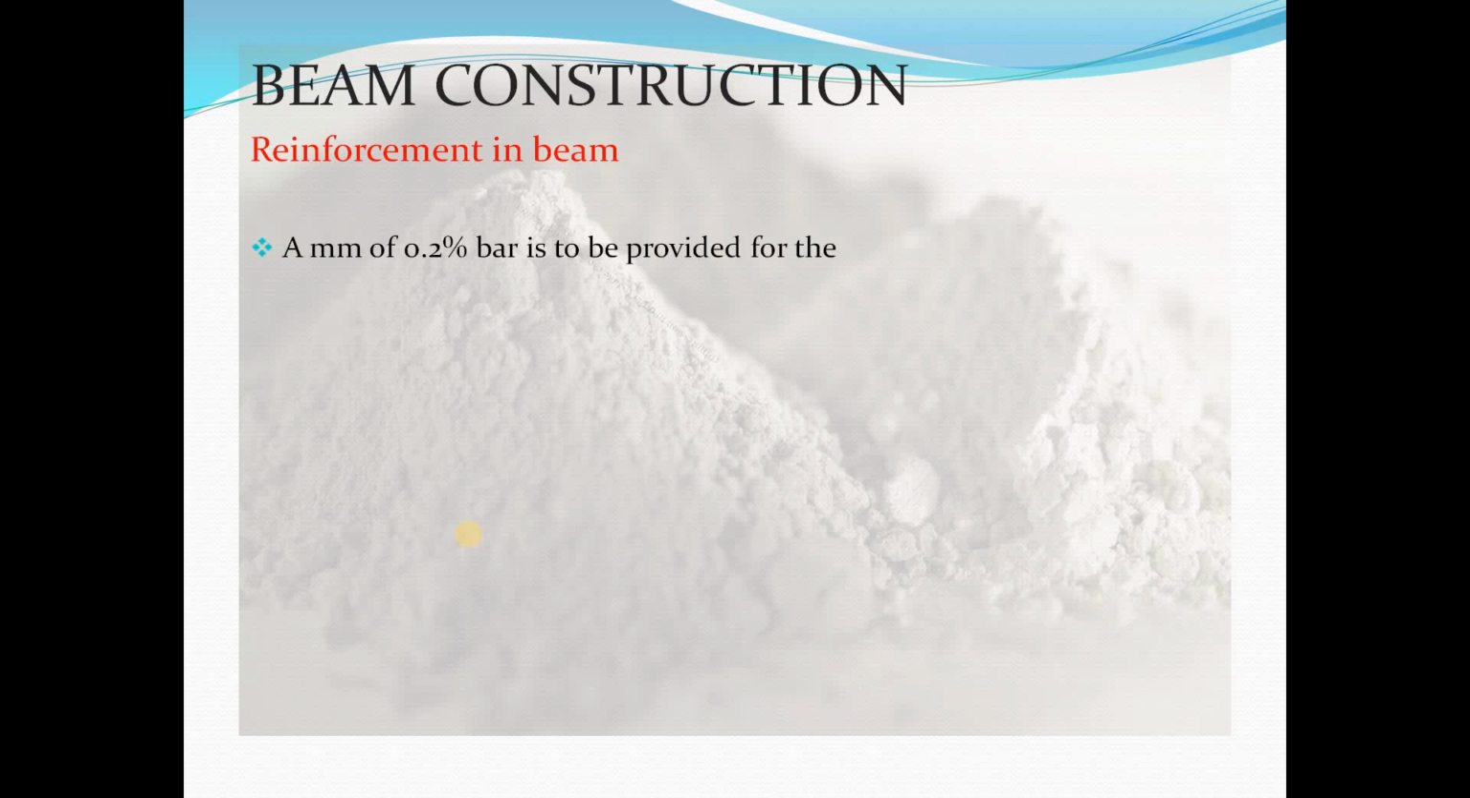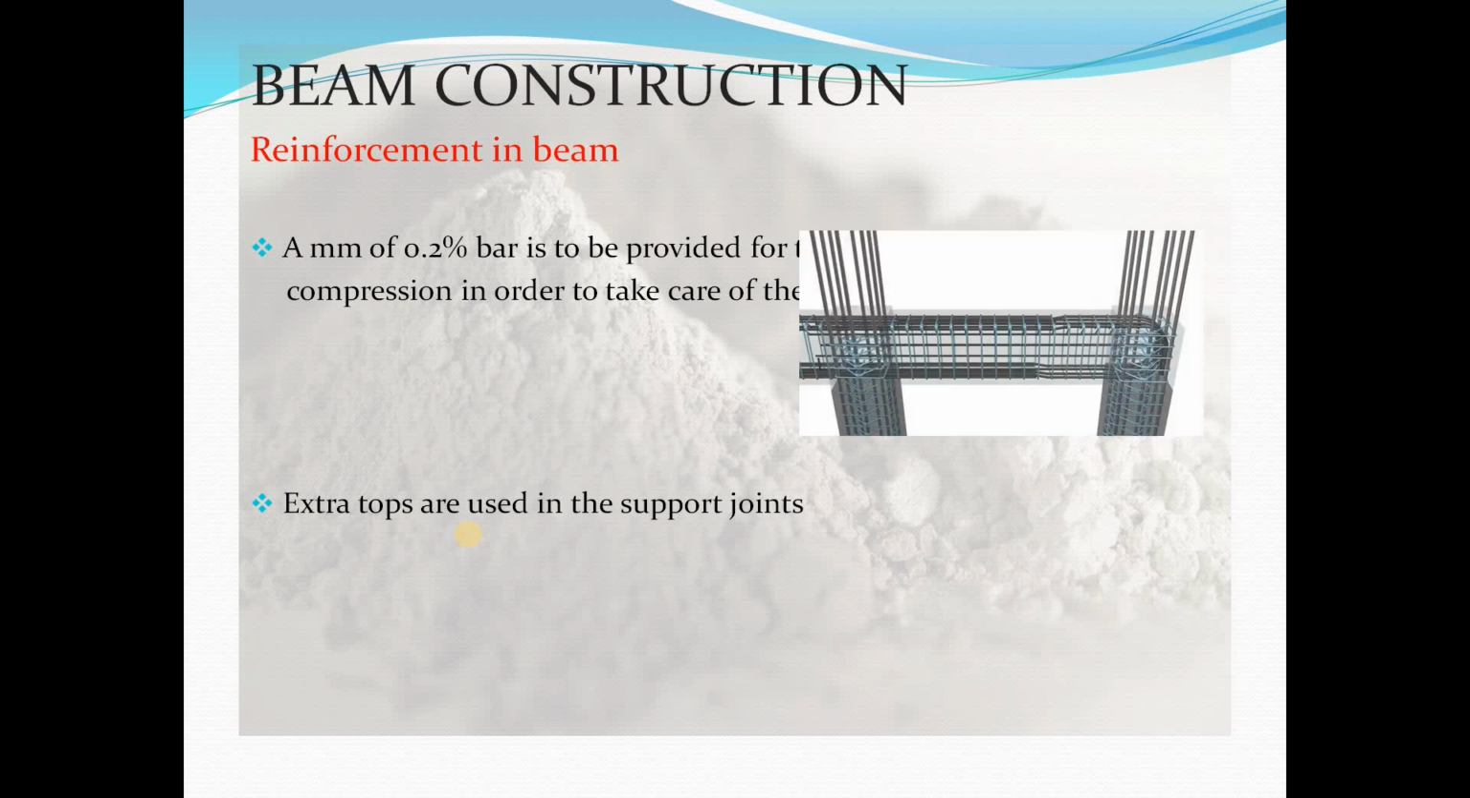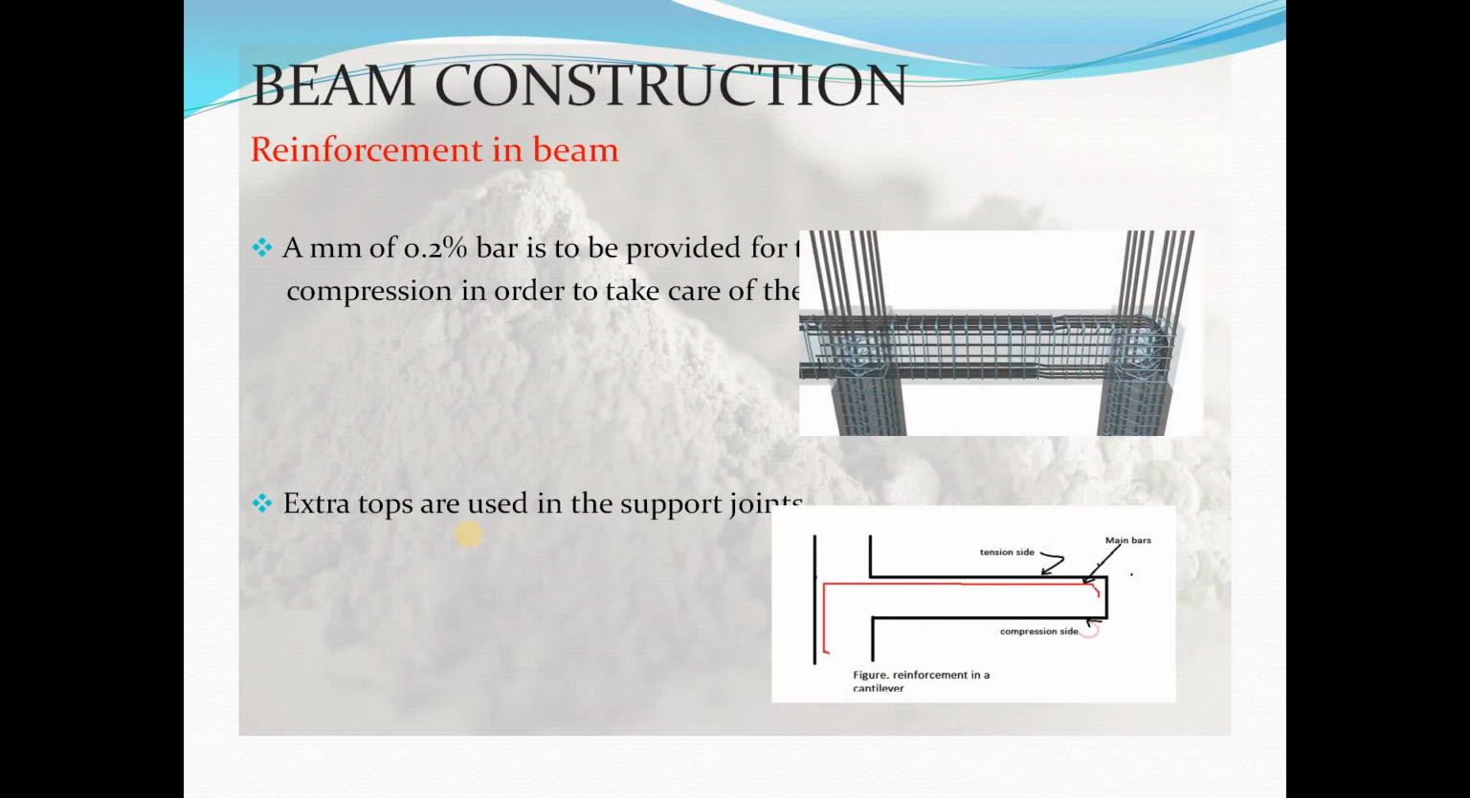Reinforcement in beams. A minimum of 2% bar is to be provided for the compression in order to take care of the deflection. Also, extra tops are used in the support joints, and even extra bottoms are used if necessary. That depends upon the design of any beam. Here are a few pictures. This is a picture of extra top.